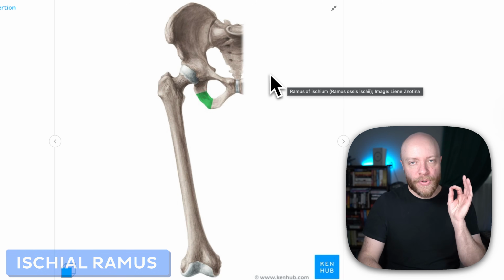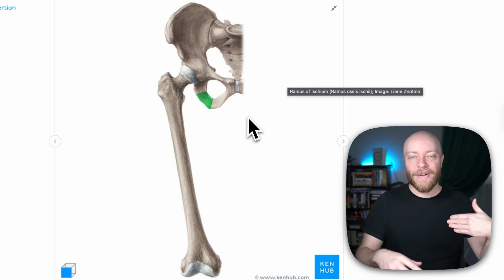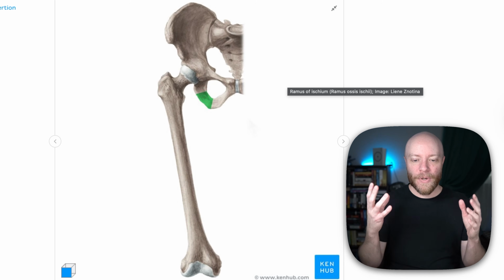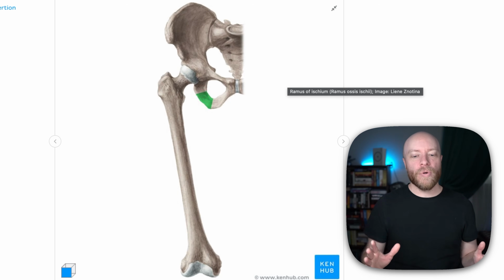So remember, I told you there are three bones that form the os coxa. Well, the ischium is this posterior portion, and there is a branch of the ischium that we call the ischial ramus. And sure enough, obturator externus is going to partially originate on there. So those are going to be the origins of it.